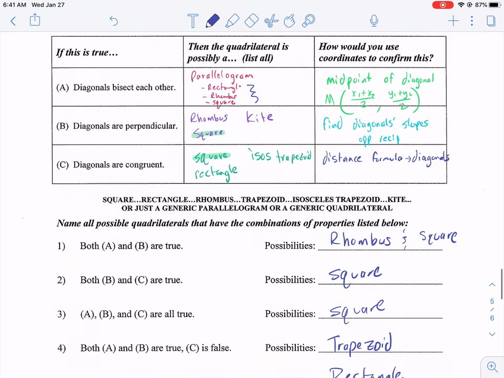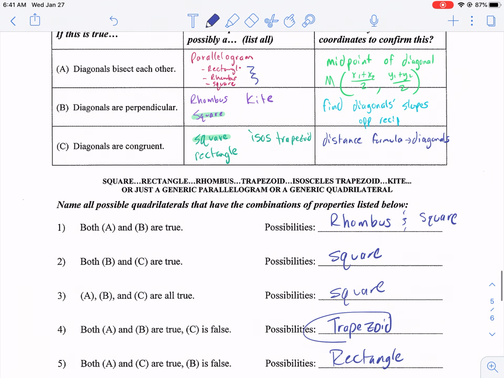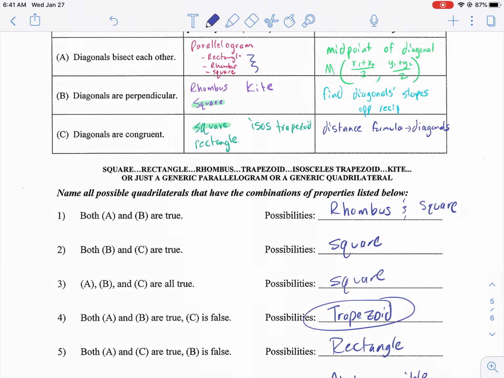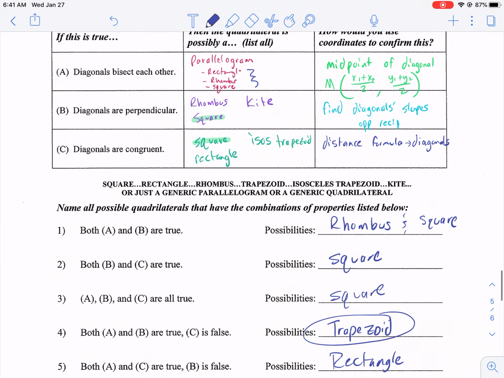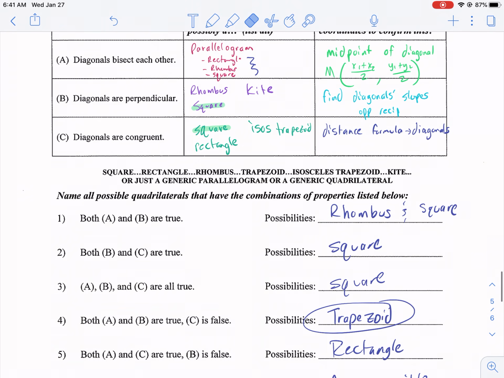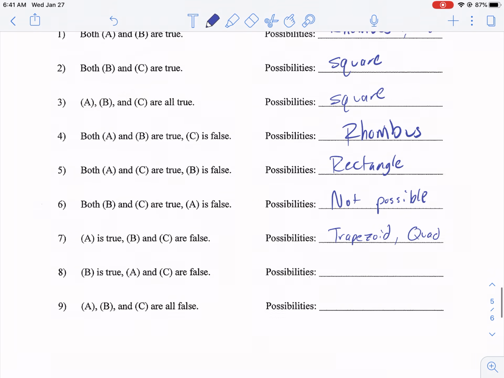A and B are true. Which one did I put this one for? A and B are true. C is false. Did I put that one right? Diagonals are congruent is false. Diagonals are perpendicular. Oh! Did I put this in the wrong one? Maybe I read this incorrectly. C is false. So it's not a square or rectangle. A and B are true. Oh, I'm looking at rhombus for this one. I'm sorry. I don't know why I put trapezoid. This has got to be a rhombus. Sorry about that. I must have read that one wrong.